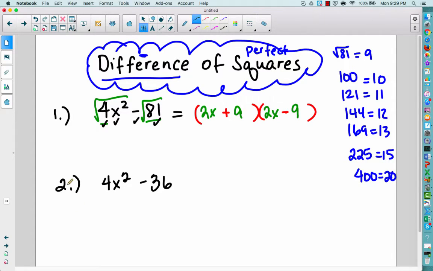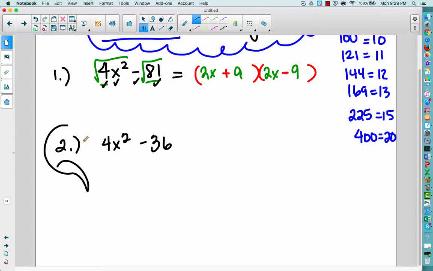All right, looking at number 2, let's look at it. Well, number 2, I do see a GCF. They both have a common factor of 4. So step 1 would be for me to pull out that GCF. I'd be left with x squared minus 9. I will be looking for that step. I do not want you jumping to the final factored answer.